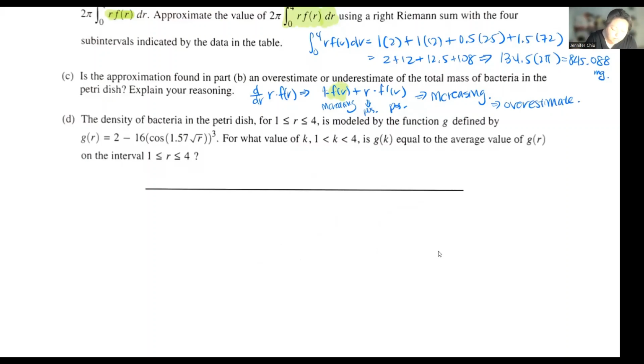So first thing you want to figure out is the average value, right? So it says average value. That's a hint. Average value, and you have a function like this. You are looking for the mean value theorem. You're getting the MVT. So average value is equal to the integral between 1 to 4 of g of r dr. And oops, sorry, I forgot my most important thing. I forgot my 1 over b minus a. So 1 over b minus a integral 1 to 4 g of r dr.